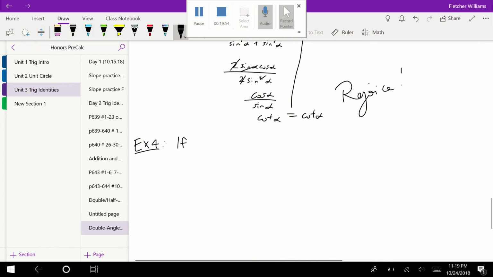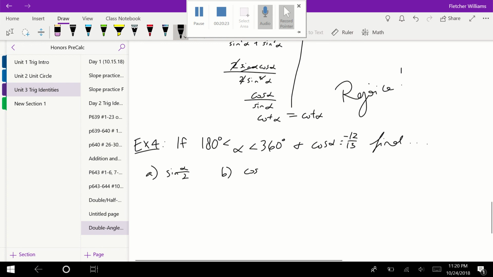Okay, so let's see. Example 4. If 180 degrees is less than alpha is less than 360 degrees, so that's where alpha is, and cosine alpha is negative 12/13. Find sine alpha over 2 and cosine alpha over 2.